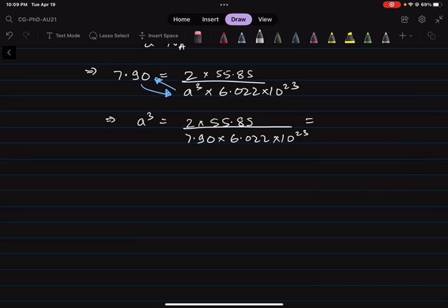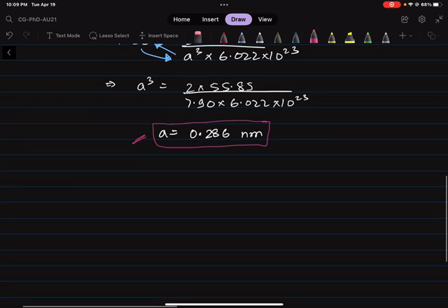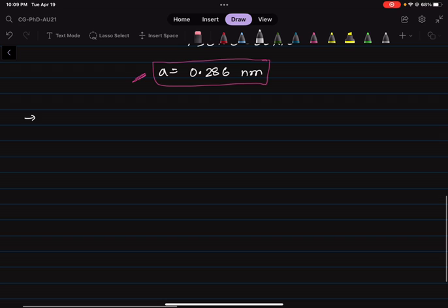When you solve this, you can get the value of a, which is the lattice constant, as 0.286 nanometers. And you can do the math and check this calculation by yourself. So once we have got the value of the lattice constant, now we can proceed to find the values of the first three peaks. So let's write that.